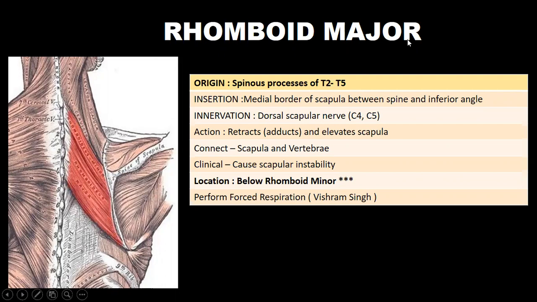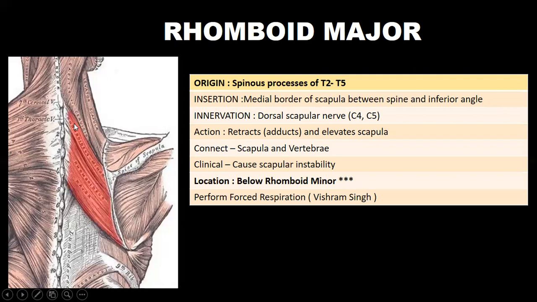So when we talk about the major, its origin is the spinous process of T2 to T5. It is very clearly seen in this diagram. Its insertion is the medial border of the scapula, which is mentioned over here. Its innervation is by the dorsal scapular nerve, C4, C5 is its root value. Just remember. Then its action is retract. What does retract mean? It means adduct, and it elevates our scapula.